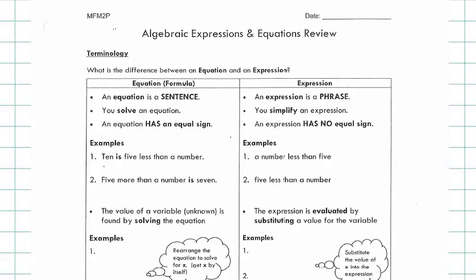Okay? So when I say a sentence, that means it should have a period at the end, right? A sentence is, I went to school today, period. Same with math. When I say an equation, I mean it's a full sentence. There should be an equal sign in that equation, okay? So anytime you see something that looks like this, for example, that's an equation because it has that equal sign in it, okay?